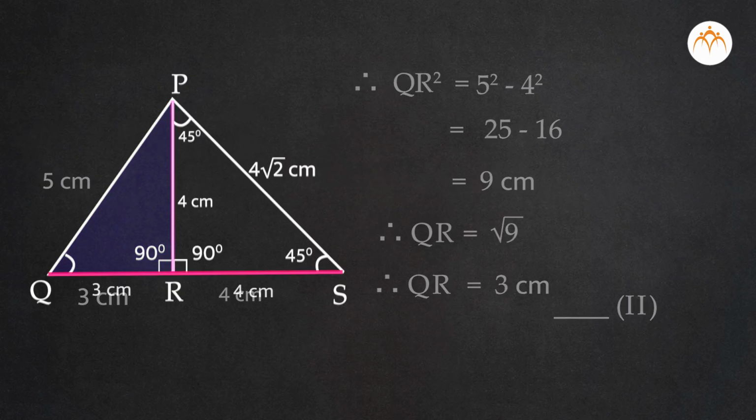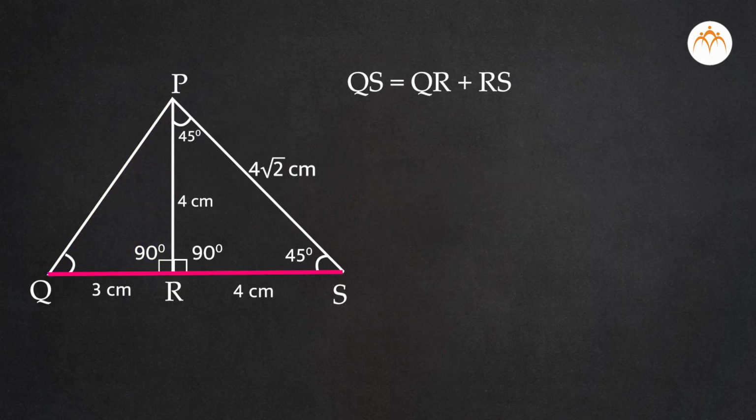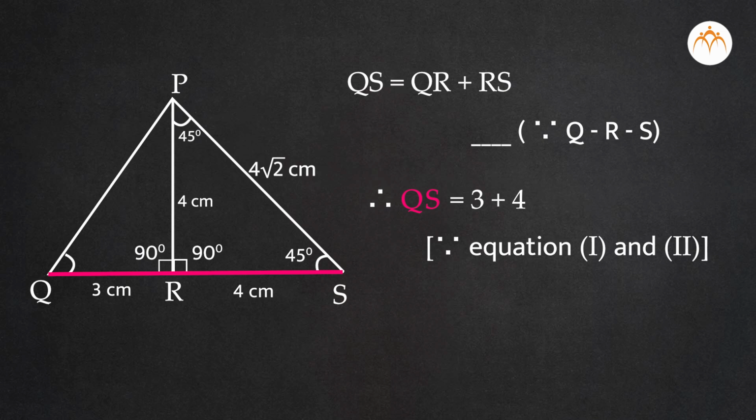Equation 2. QS is equal to QR plus RS because point R lies between point Q and point S. Therefore, QS is equal to 3 plus 4 because of equation 1 and equation 2. Therefore, QS is equal to 7 centimeter.